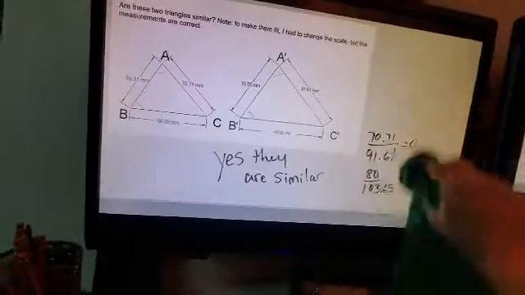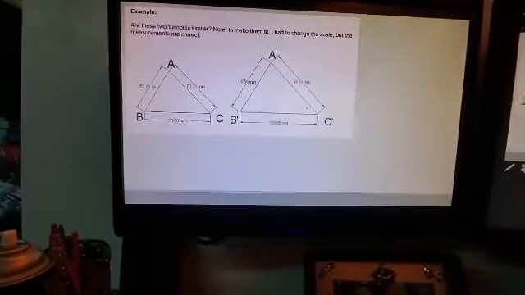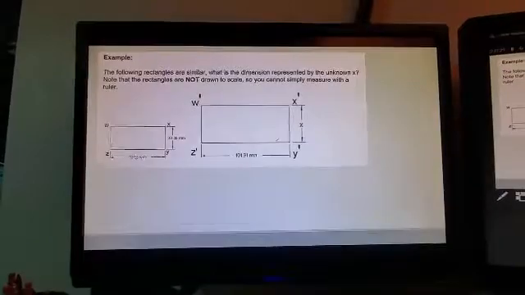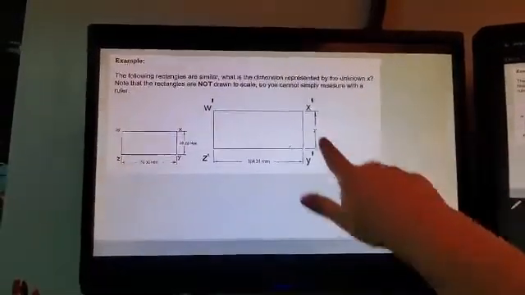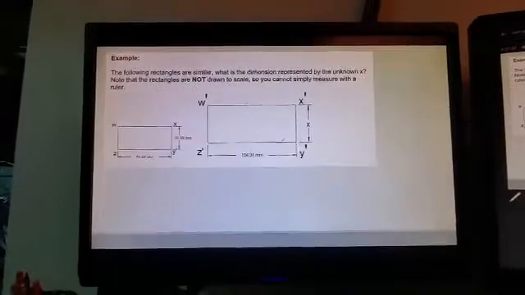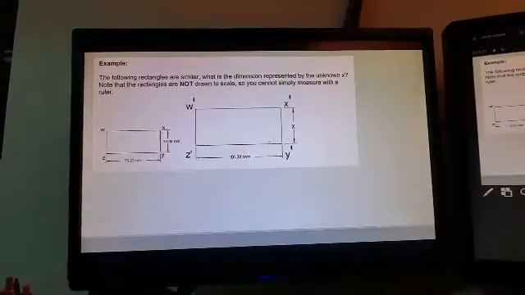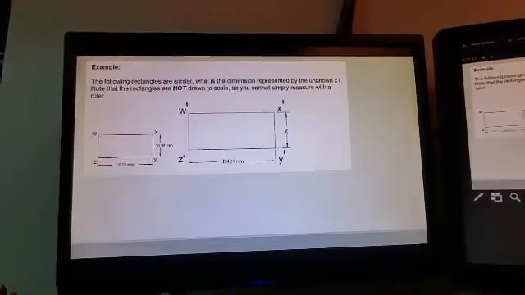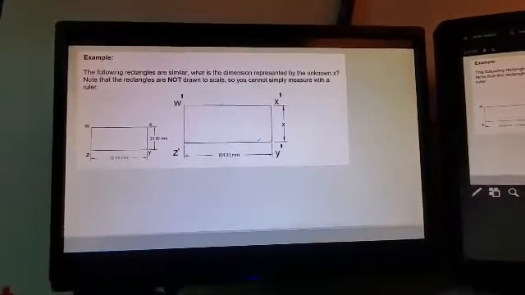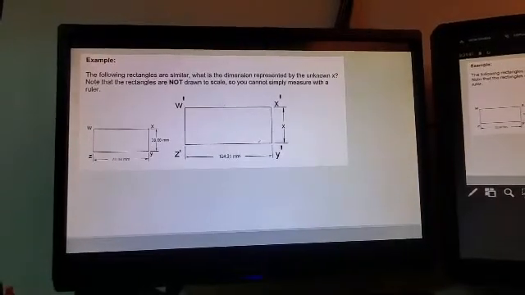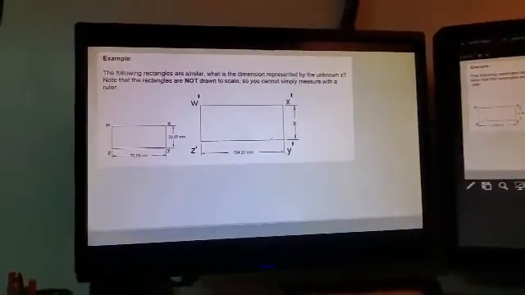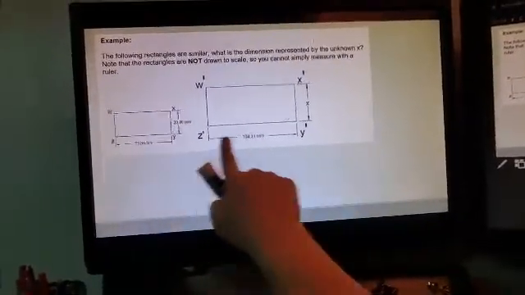So let's move on to another example. The following rectangles are similar, so we know they're similar. Now we want to know the dimension represented here. What is this? So you can't simply measure because the rectangles are not always going to be drawn to scale. And besides, because we're working with computers, it's very difficult to get accurate measurements. So what we're going to do is look at these two.